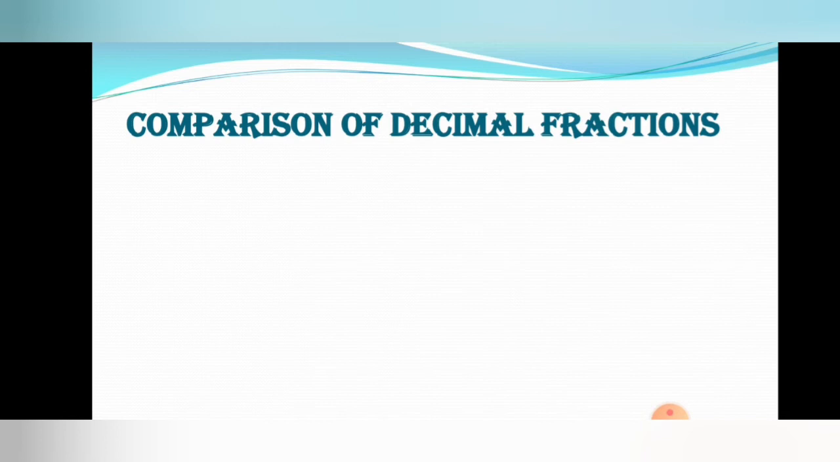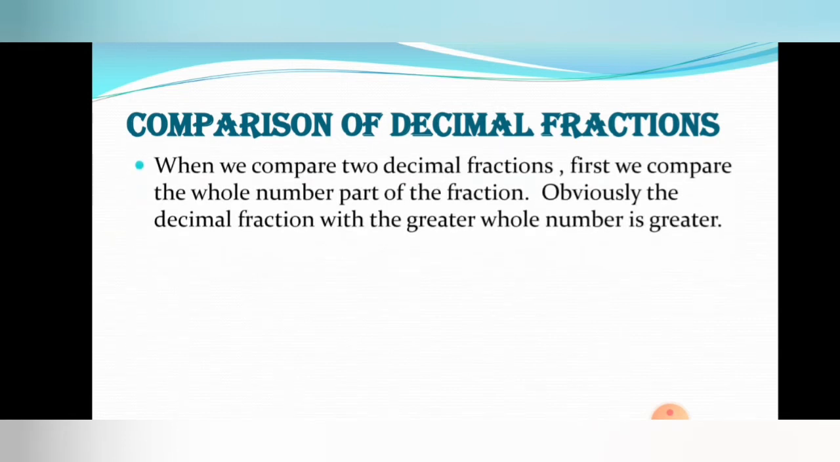And the next one, the comparison of decimal fractions. Let us see how to compare two decimal fractions. When we compare two decimal fractions, first we compare the whole number part of the fraction. Means we need to first check the whole number parts. Obviously, the decimal fraction with the greater whole number is greater.